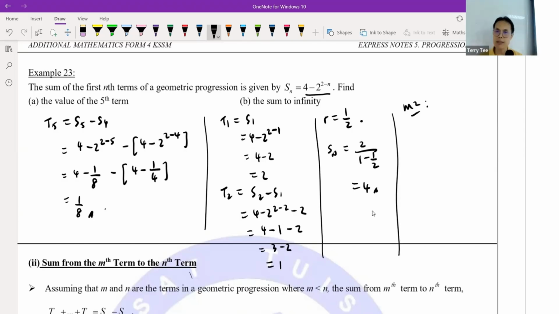Now, remember, what is the condition for sum to infinity? Do you remember? Sum to infinity, your R should be between -1 to 1, right? And when your n approaches infinity, your R power n must approach 0. So using this concept, if you replace your n with infinity, put infinity inside. You get 2 minus infinity.